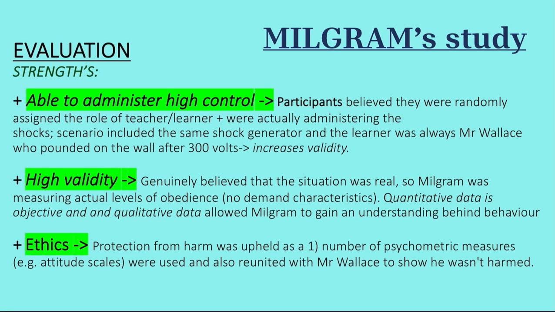The high validity, of course, in itself is a strength because they believed that the situation was real, that Milgram was measuring actual levels of obedience. Quantitative data is objective and qualitative data allowed Milgram to gain an understanding behind the behaviour and levels of obedience shown. The ethics were protecting the participants from harm, as a number of psychometric measures were used and they were also reunited with Mr. Wallace to show he wasn't harmed at the end of the study.